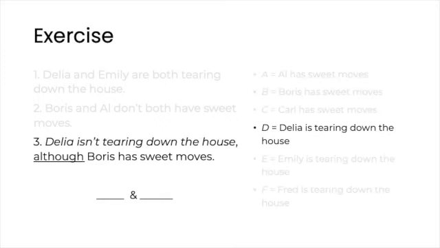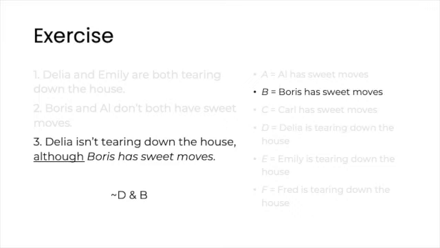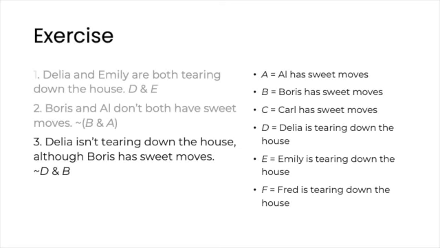Well, the left conjunct is "Delia isn't tearing down the house," which is simply the negation of "Delia is tearing down the house." So we symbolize it as tilde D. The other conjunct is "Boris has sweet moves," which is just B. So the whole sentence is tilde D ampersand B.